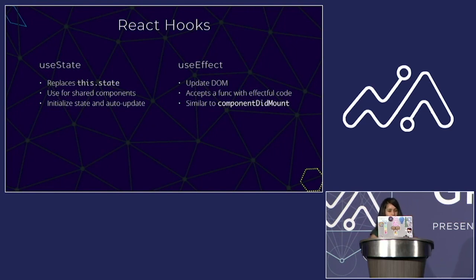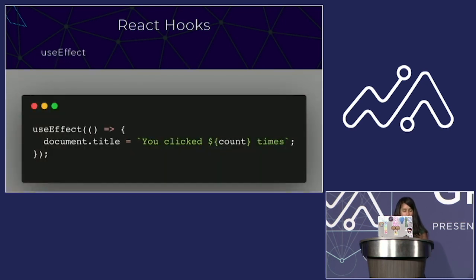Now let's look at React hooks useEffect. So useEffect is the hook that is used to update the DOM. It's used to do any side effect or effectful code. It's similar to componentDidMount, and it can also do the cleanup function for componentWillUnmount. So it's a very handy function. Here's an example. Let's say we want to update the title of the document. We can use the useEffect hook, and we'll put our effectful code within useEffect. So we'll use document.title and update it.